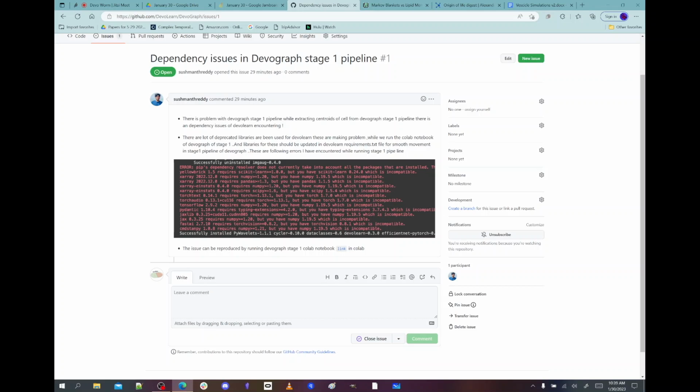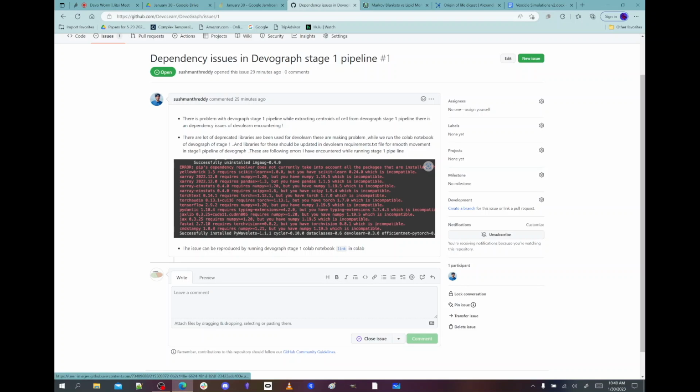Sushmanth says there is a problem with the DevoGraph stage 1 pipeline while extracting centroids of cells. There is a dependency issue that DevoLearn is encountering. There are a lot of deprecated libraries being used for DevoLearn, creating a problem when we run the Colab notebook. If you run the Colab notebook for DevoLearn, you hit a problem with dependencies, especially if you're integrating that with DevoGraph. The libraries should be updated in DevoLearn, with a requirements.txt file for a smooth stage 1 pipeline of DevoGraph.